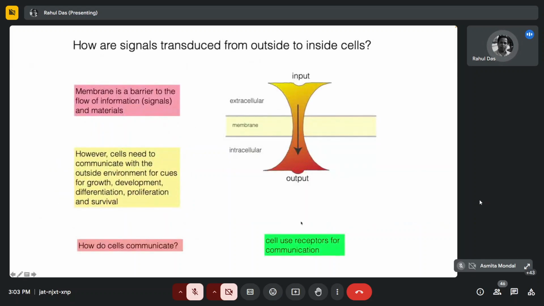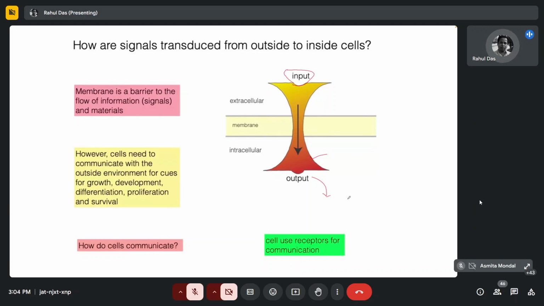Now, how does a cell do this? Cells use simple strategies. They put receptors which actually receive the input signal and then translate that into an output signal here. The input signal that a cell receives can be of many forms. That can be a hormone that fits into this pocket here and makes structural changes at this part of the cell, and this creates an output signal.